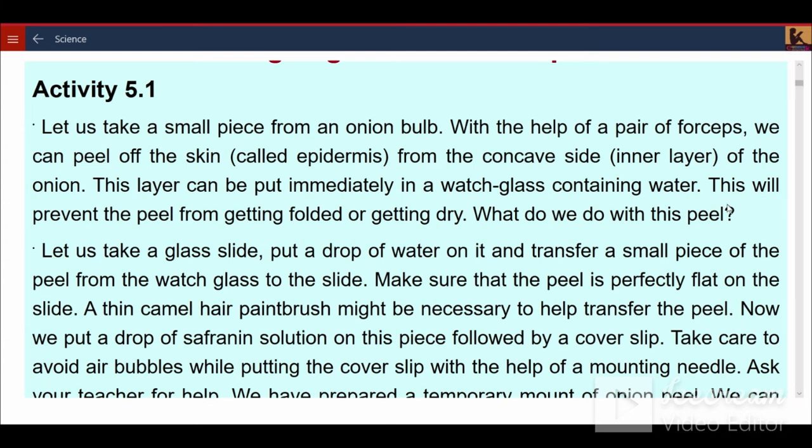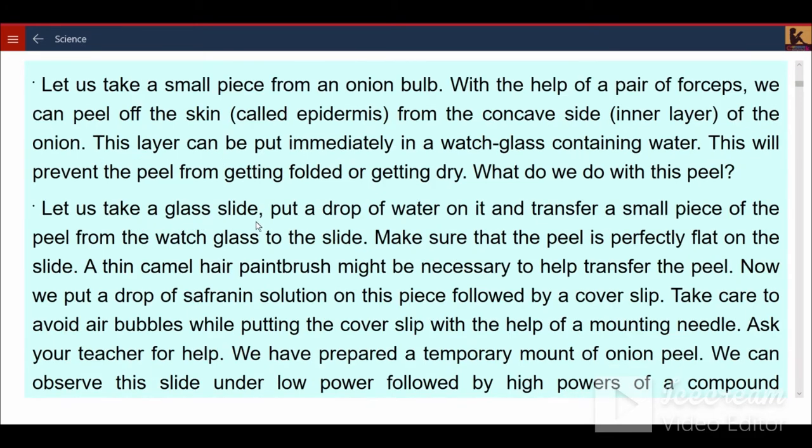Now here in this experiment, we have to take a small piece from an onion bulb, and with the help of forceps, we can peel off the upper layer of the onion skin from the concave side of this onion. This layer can be put immediately in a watch glass containing water. This will prevent the peel from getting folded or getting dry.